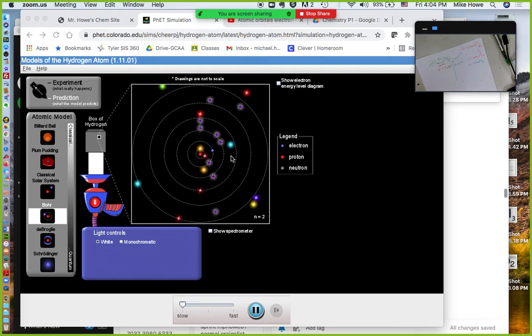And see this little thing right here? Notice that electron's on a second energy level right now. And notice this is a colored photon. When the electrons fall to the second energy level, they emit light that we can see. When they fall to the first, they emit ultraviolet light, and we can't see that.